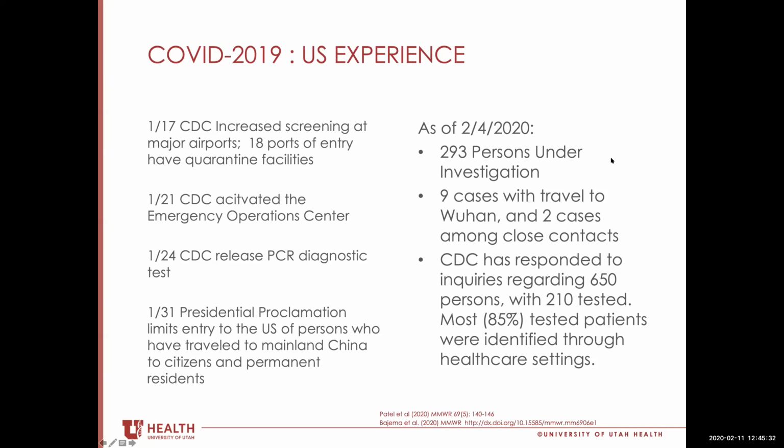As of the 4th of February, the CDC reported that there are 293 persons under investigation for coronavirus in the United States and 11 diagnosed cases, 9 of whom had traveled to Wuhan, 2 cases among close contacts. The CDC apparently has received inquiries regarding 650 persons. Of those, they recommended testing for just under 300, and about 210 have been tested. Most of these patients were identified through healthcare settings. That includes emergency departments at hospitals, outpatient clinics, as well as, interestingly enough, student health clinics, which is a new area that I hadn't seen receive a lot of attention in terms of preparations for public health control.